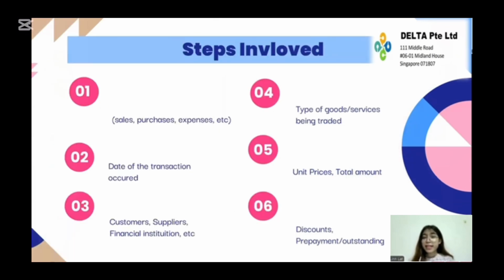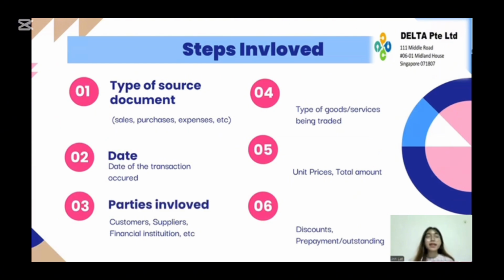So, when we're translating the business transactions, there are 6 steps that we go through. Step 1, deciding on the type of source document. Step 2, deciding what date the transaction occurred. Step 3, looking at the parties involved, whether it's customers, suppliers, or banks. And step 4, looking at the details of the item description, or the types of goods or services that are being traded.